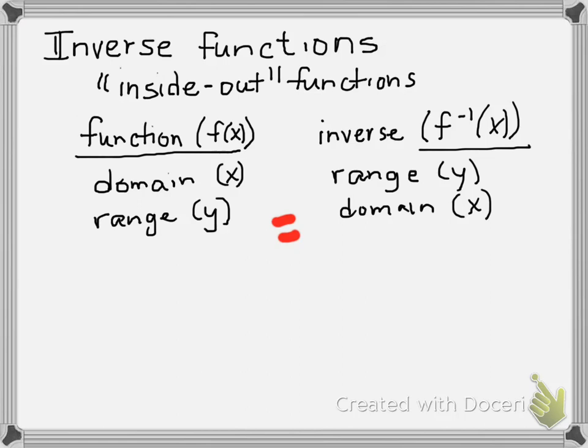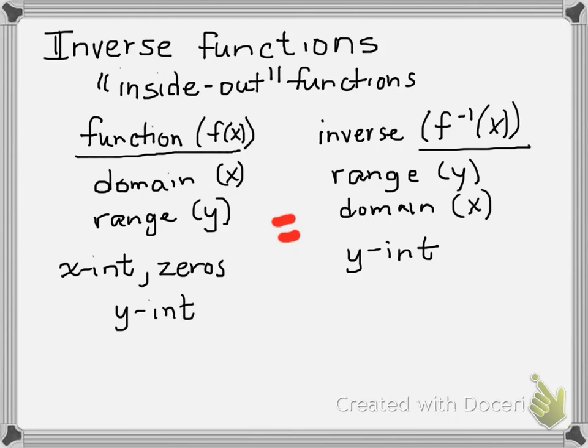All right. The other thing that happens, because everything switches in an inverse, your x-intercepts, and sometimes they're called zeros. So I'm going to use that abbreviation for x-intercepts, and I'm also going to use the word zeros, are the same thing as the y-intercepts of your inverse. The y-intercepts of the function will be the same thing as the x-intercepts, or the zeros, of your inverse. So in other words, I can put a double arrow because they just switch.